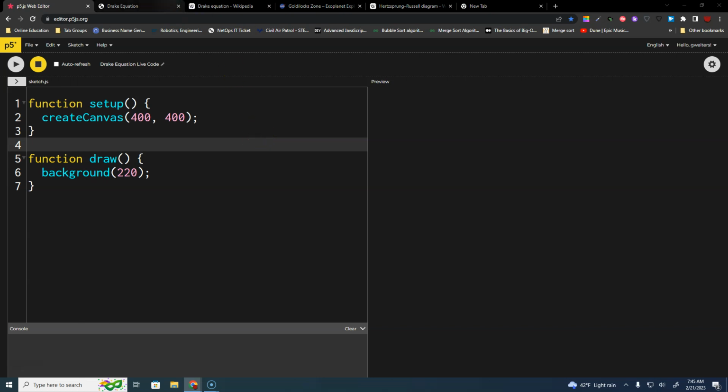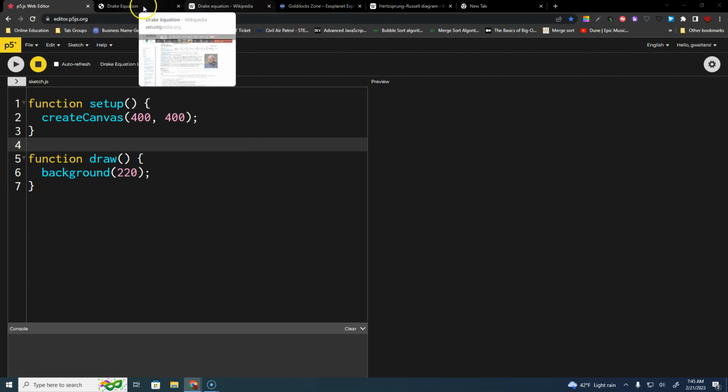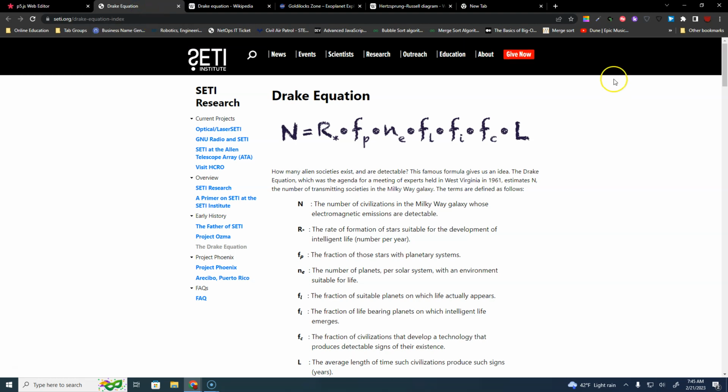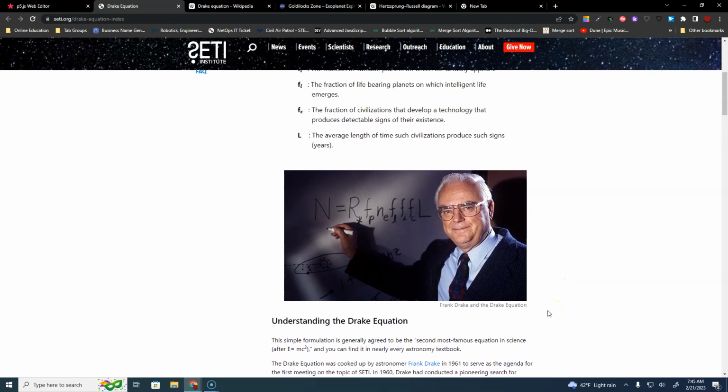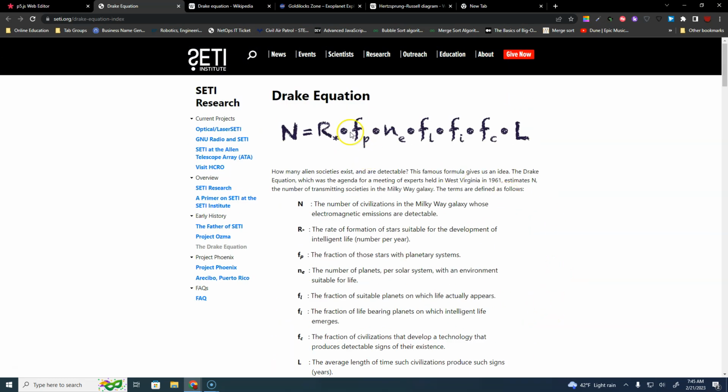All right, for this live code walkthrough, let's talk about the Drake equation. The Drake equation was created by Frank Drake, and really what it was is a way for us to open up the avenue for asking questions about, is there life out there? This equation is basically built off of a number of different factors that people believe would have to be considered when we're considering if there is life out there.